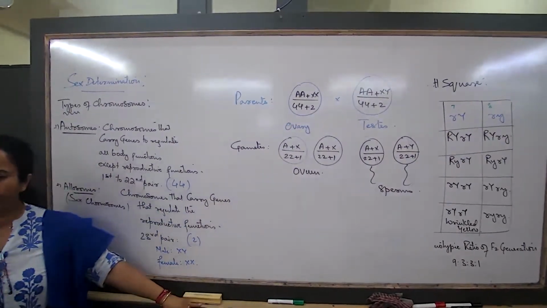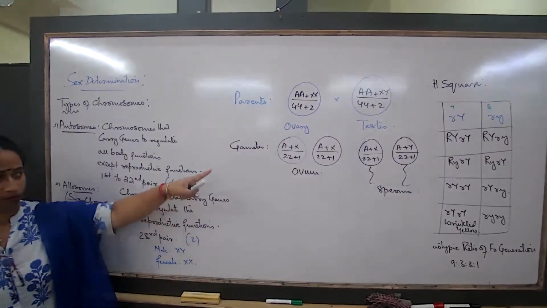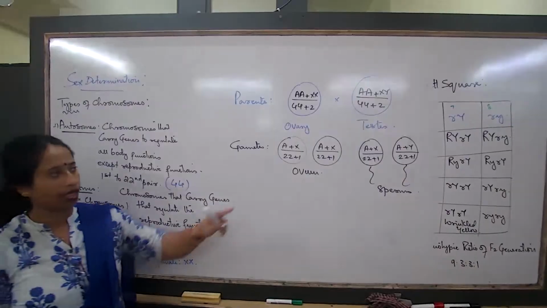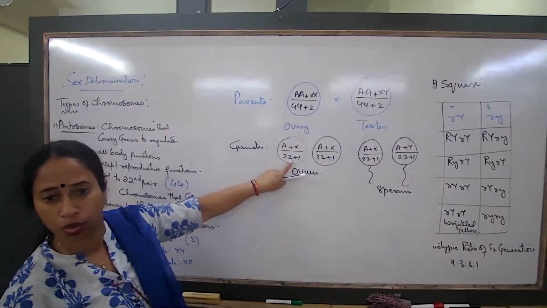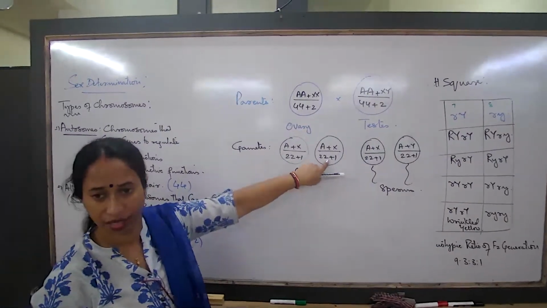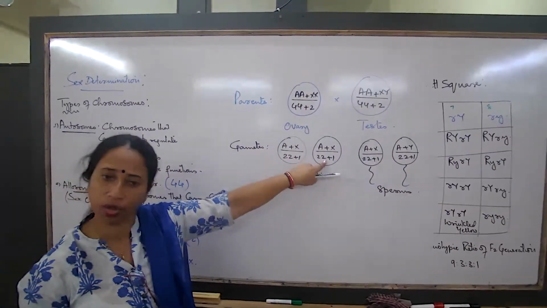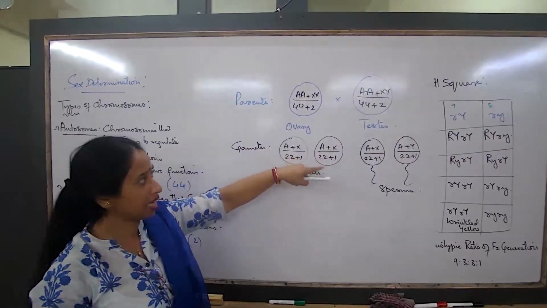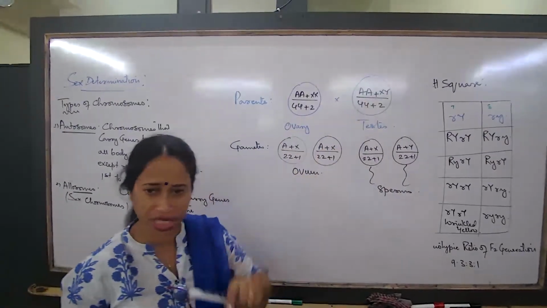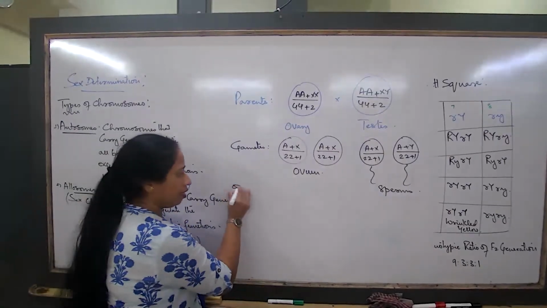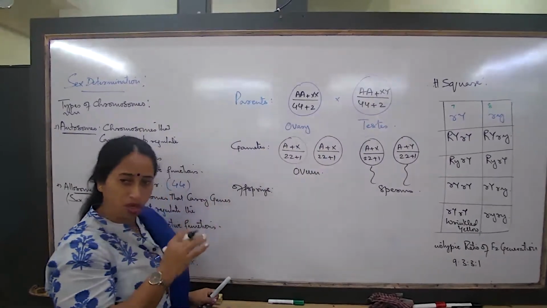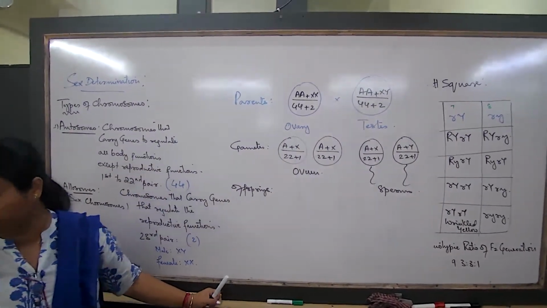Gametes in human contain how many chromosomes? 23. Cells of the ovary, how many? 46. Cells of the testes, how many? 46.